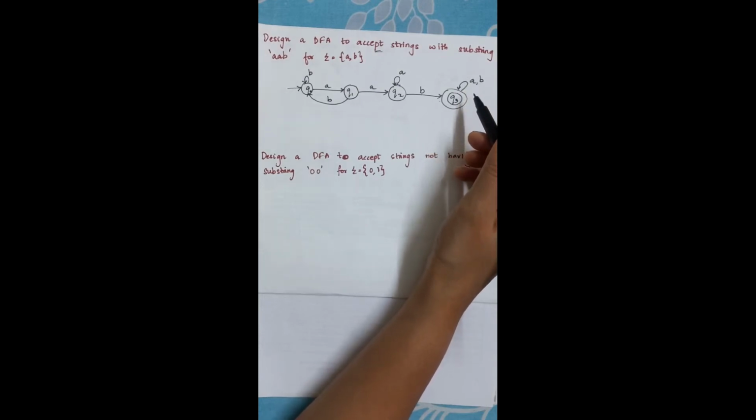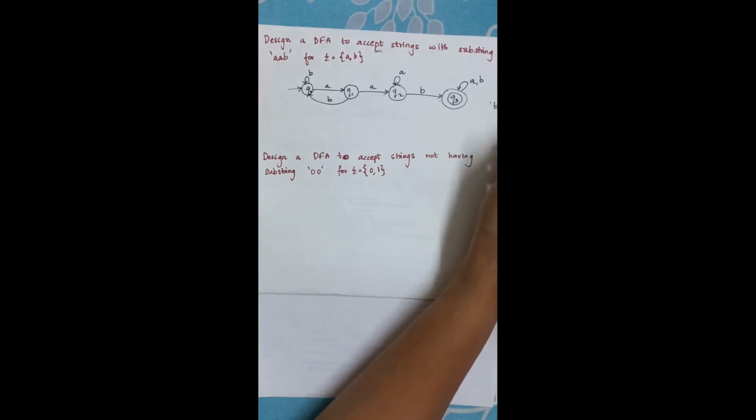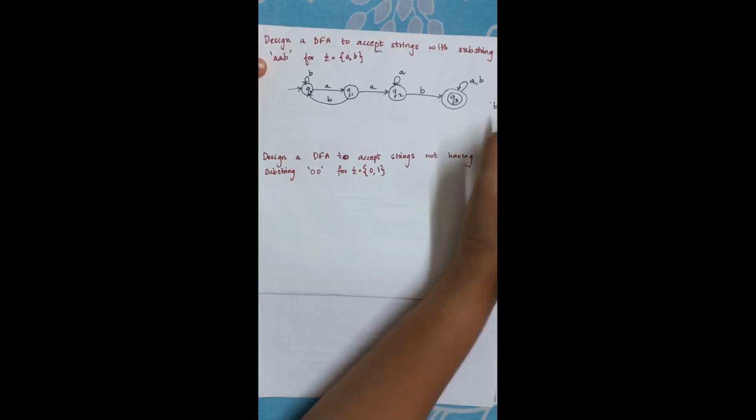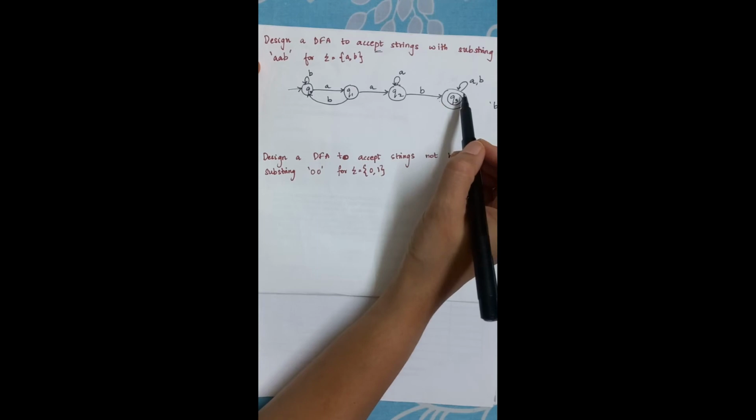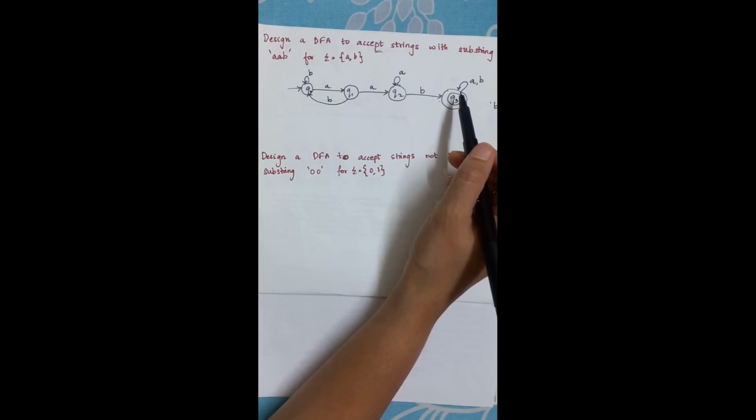The DFA differs for different questions. Had the question been BAB, then my answer would have been totally different. Here the question is AAB, so I have a different answer for this. And then finally, if there is A and B after Q3, then it stays on the final state, because anything after the string AAB, anything is allowed.